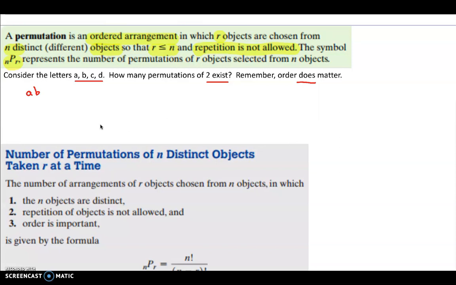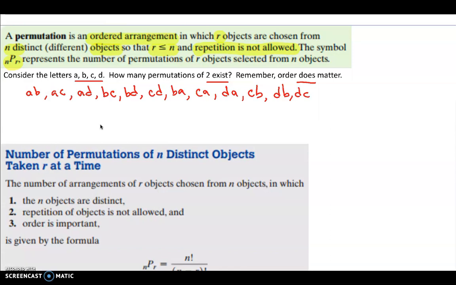So you could do AB, or you could do AC, or you could do AD, or you could do BC. You could do BD. I could do CD. I could do BA. Notice that that is different than AB because order matters. B comes first in this one compared to the previous. So BA, I could do CA, I could do DA, I could do CB, I could do DB, or I could do DC.